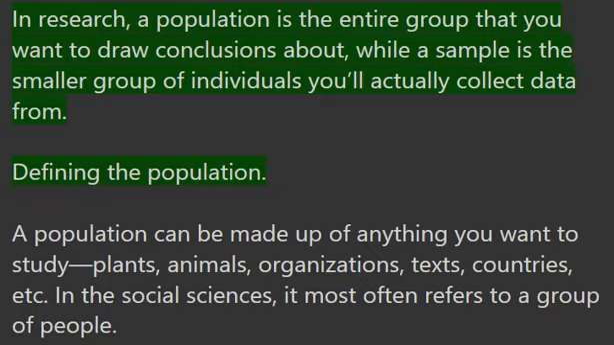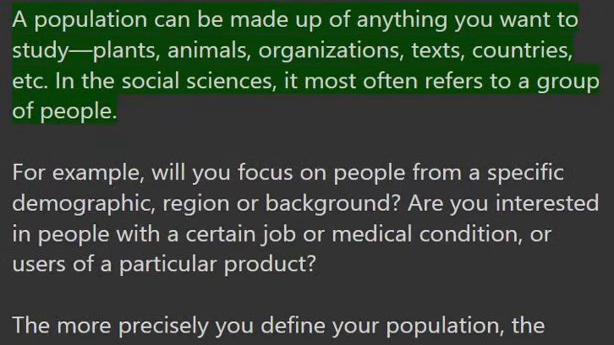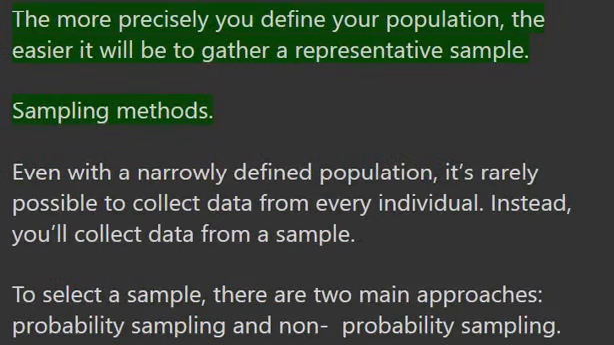Defining the population. A population can be made up of anything you want to study: plants, animals, organizations, texts, countries, etc. In the social sciences, it most often refers to a group of people. For example, will you focus on people from a specific demographic, region or background? Are you interested in people with a certain job or medical condition, or users of a particular product? The more precisely you define your population, the easier it will be to gather a representative sample.